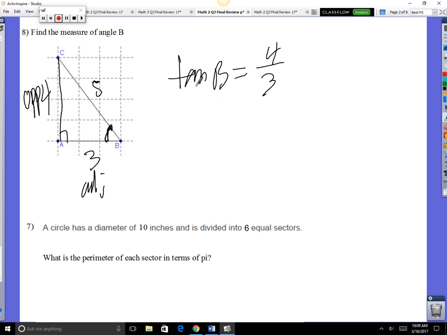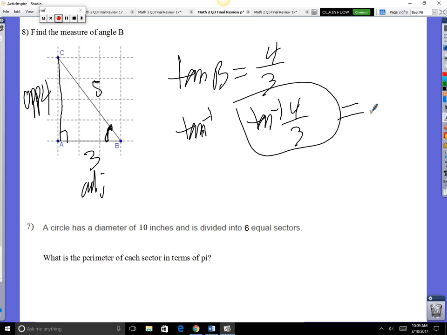So let's undo the trig. Let's inverse the tangent. Inverse tangent of 4/3 will give me how many degrees it is. So inverse tangent of 4/3. That angle is 53.13 degrees.